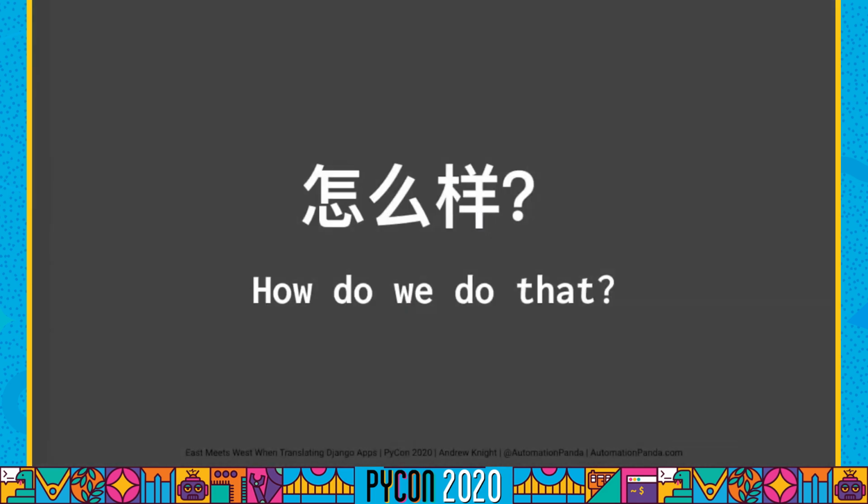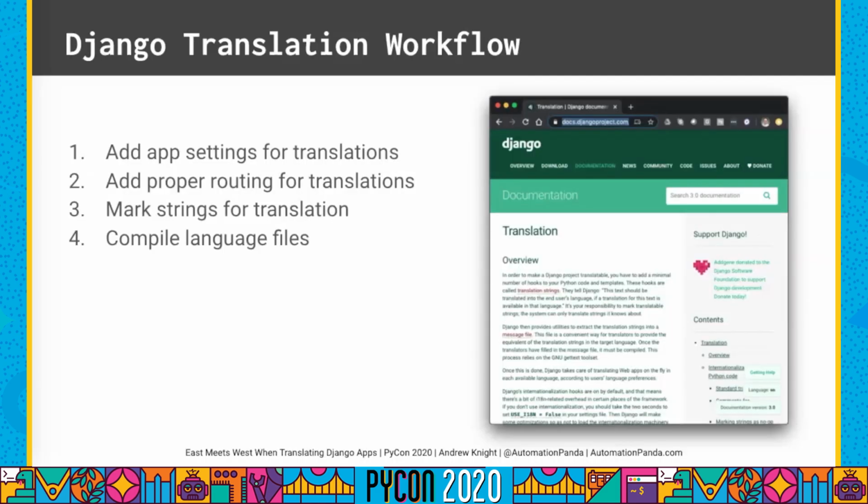So, how was I able to translate my app between English and Chinese? Thankfully, Django makes it pretty easy with their out-of-the-box, batteries included, translation framework. Let's learn how to use it. The workflow for making translations in Django apps is a 4-step process. Some of the steps take a little bit more time than others. The first 2 are pretty simple. First, we need to add specific application settings to enable translations. Second, we need to add proper routing so that URLs will load pages with the appropriate locale.